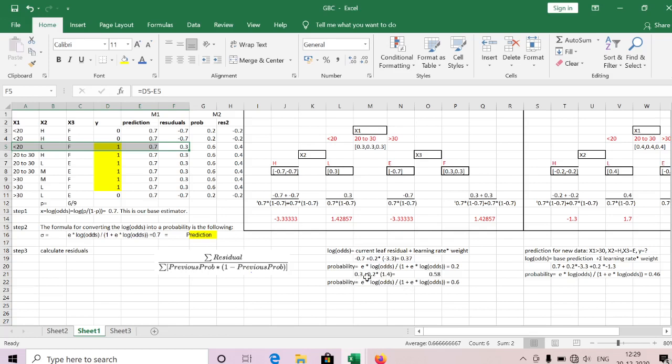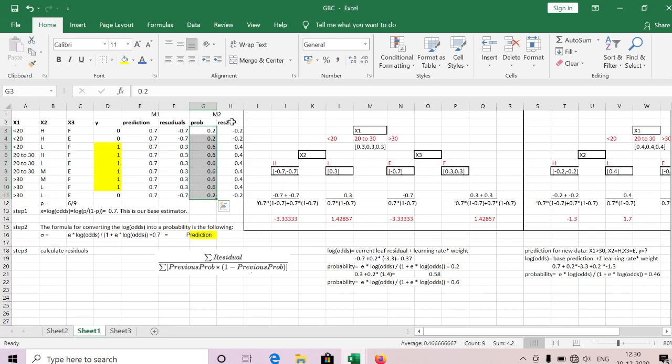This is my log odds, and similarly I calculated it here for the second log odds. This is my probability for this second log odds: e power 0.58 divided by 1 plus e power 0.58, then I got 0.6. This is my second probability. For all the other 0.3 residuals I got 0.6. If I calculate using this formula, the current residual plus learning rate multiplied by weight, then I will get the probability of the next model. I got the model 2 probability, 0.2 and 0.6.